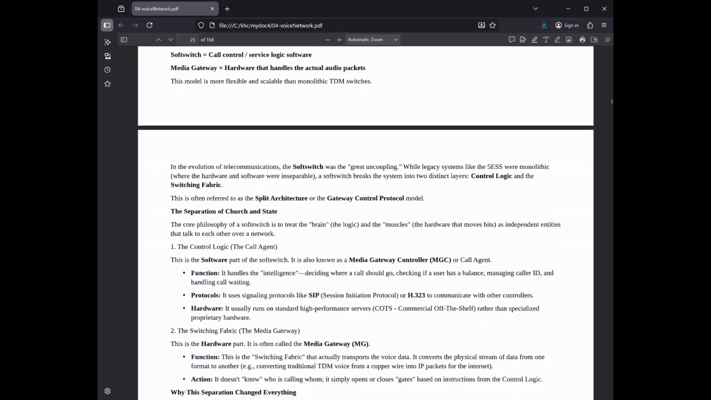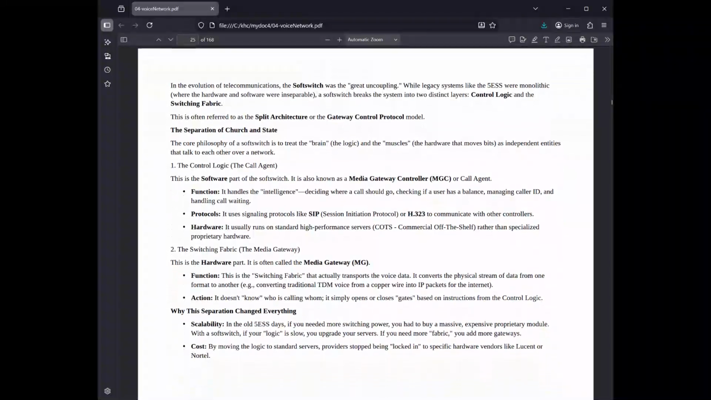In the evolution of telecommunications, the soft switch was the great uncoupling. While legacy systems like the 5S were monolithic, where the hardware and software were inseparable, a soft switch breaks the system into two distinct layers: control logic and the switching fabric. This is often referred to as the split architecture or the gateway control protocol model. The separation of church and state. The core philosophy of a soft switch is to treat the brain, the logic, and the muscles, the hardware that moves bits, as independent entities that talk to each other over a network.